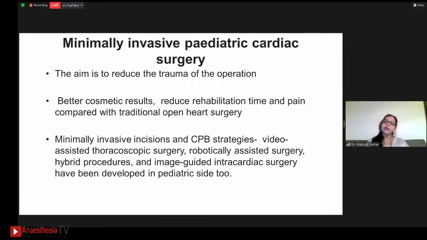Minimally invasive pediatric cardiac surgeries. The aim is to reduce the trauma of the operation in pediatric patients: better cosmetic results, reduced rehabilitation time and pain compared with traditional open heart surgeries, because those incisions are big. Minimally invasive incision and CP bypass strategies, video-assisted thoracoscopic surgeries, robotically assisted surgeries, hybrid procedures, and image-guided intracardiac surgeries have been developed on the pediatric side too.